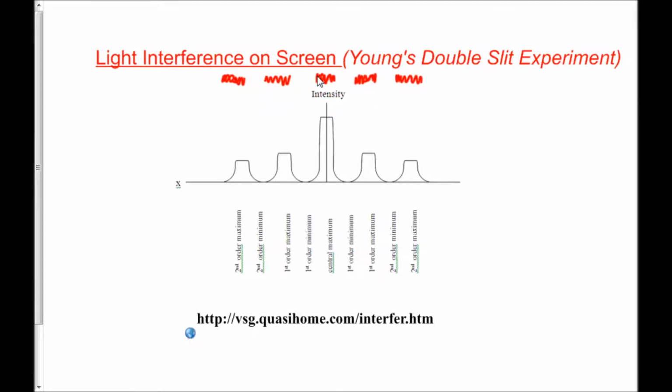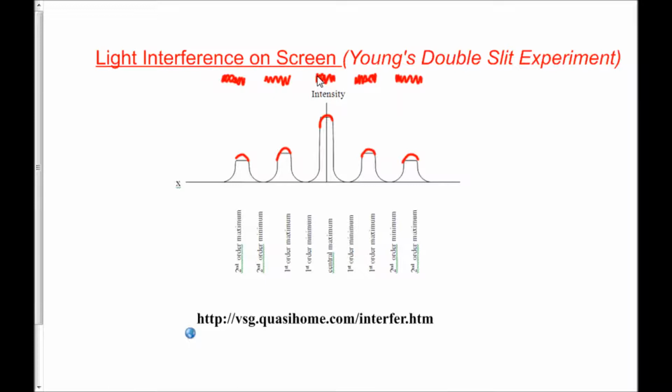Now, this is the best I could do with Microsoft Word, but really we should have kind of curves on the top there. It should be a little bit smoother. You can see that the middle line, the middle bright spot, is the brightest bright spot. And then as we go out from there, it becomes a little bit less bright. Okay, the intensity is a little bit less.